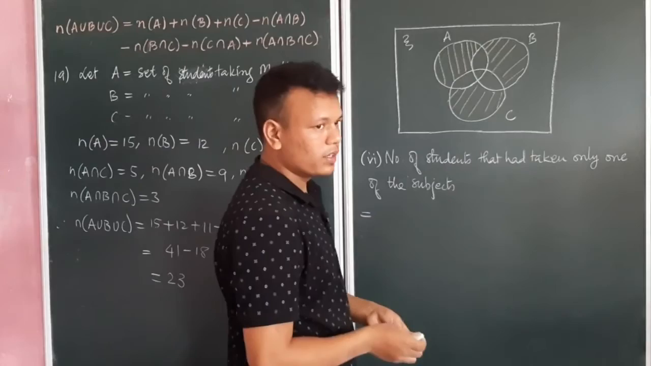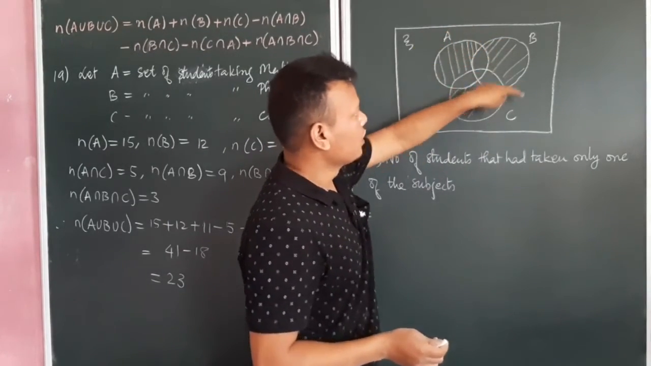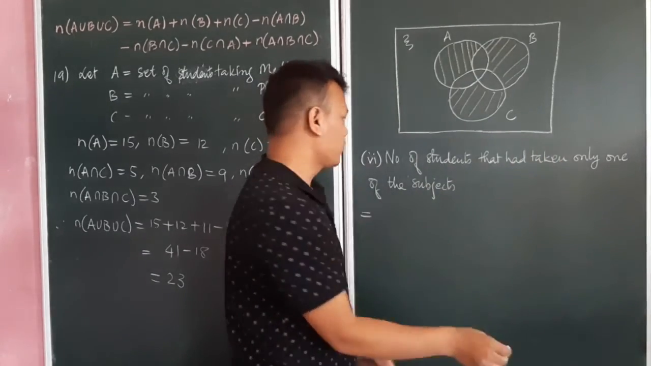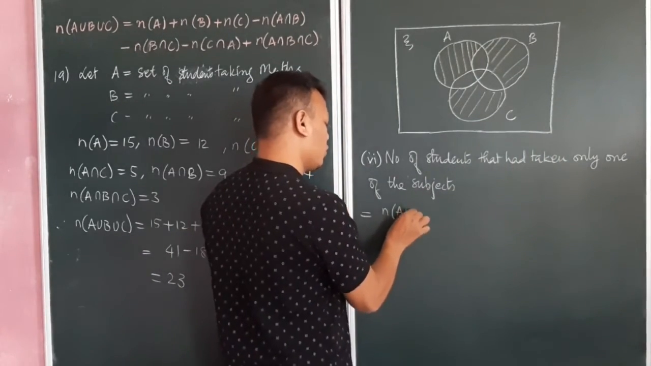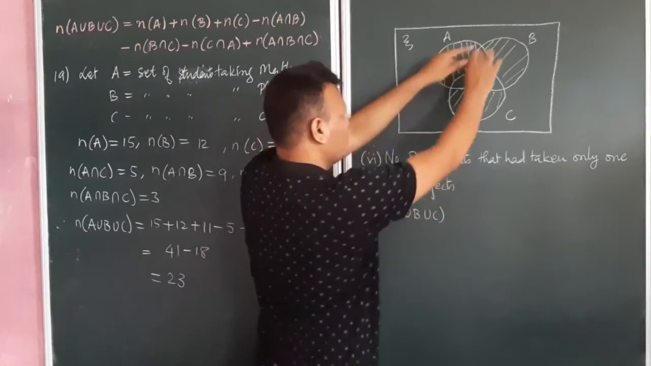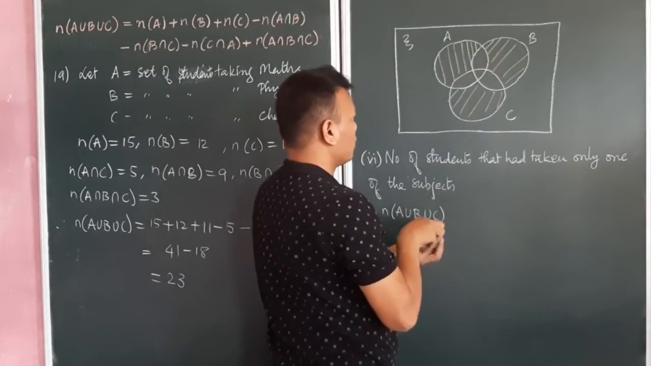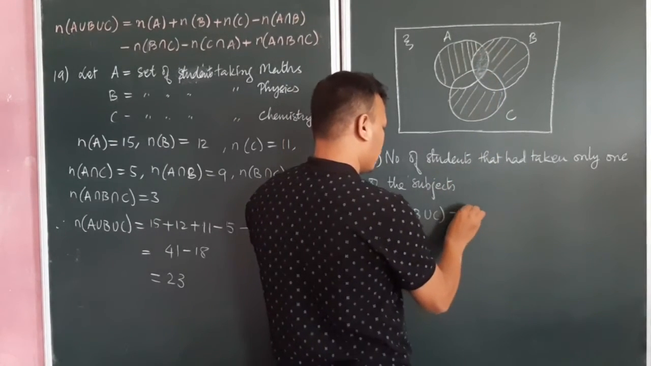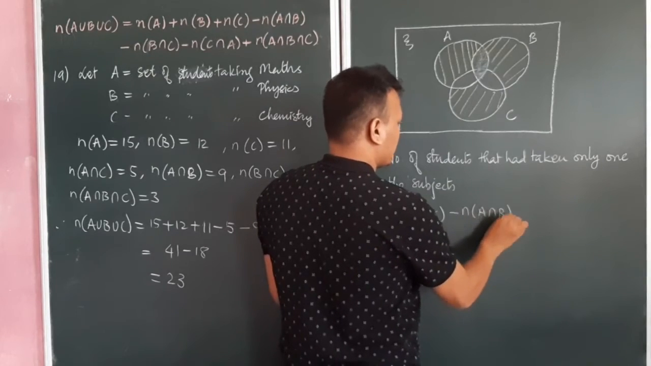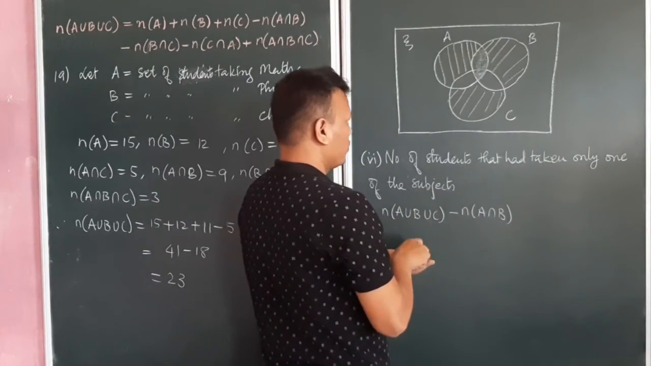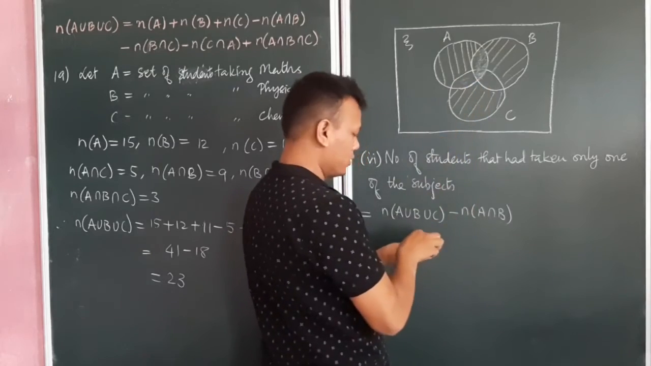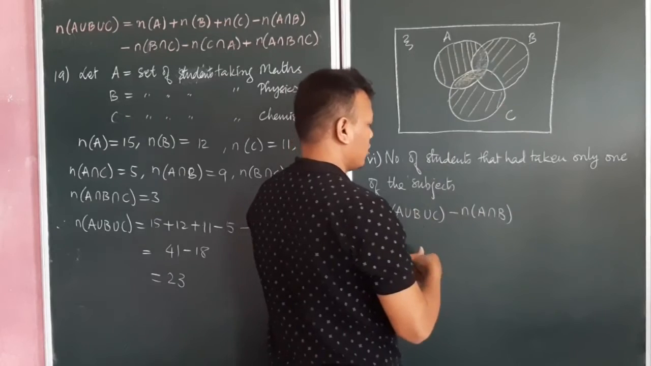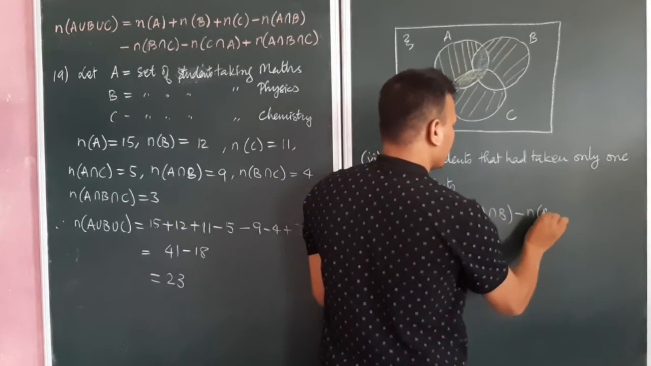First and foremost, we'll take the group of all these. First we'll combine all the people. Combine means n of A union B union C. From this A union B union C I have to remove this part, which is A intersection B. So let's remove n of A intersection B. Now, to remove only this much part is not possible, so we will remove this entire thing, which is A intersection C. So this is n of A intersection C.